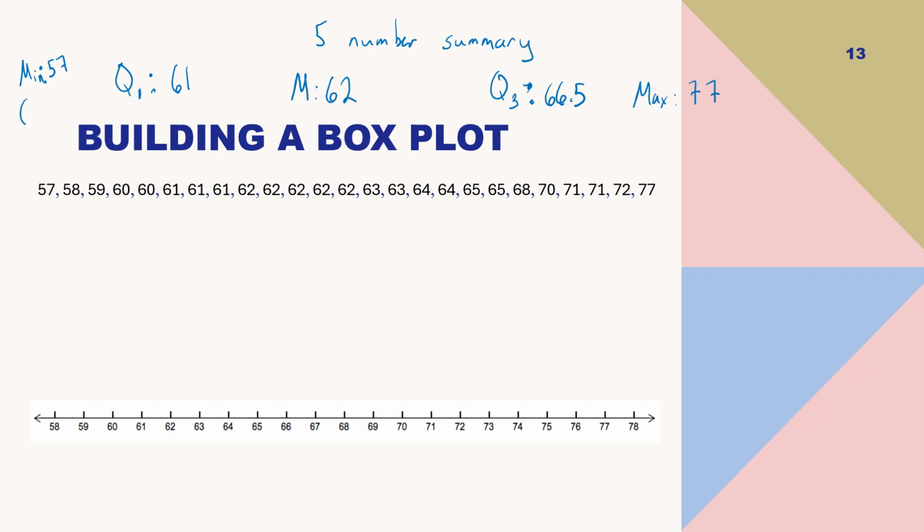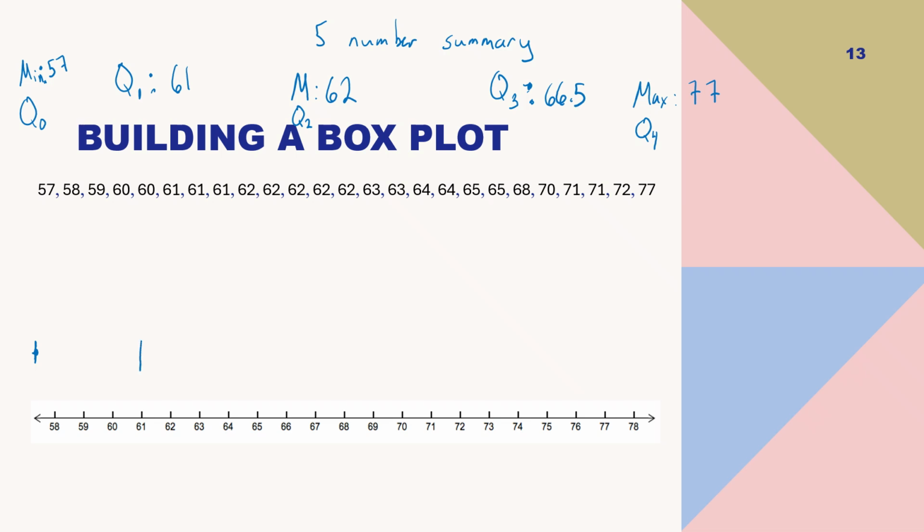The min can be thought of as Q0, the point where no quarters of the data are beneath it. The median is Q2, 2 quarters are beneath it. And the max is Q4, 4 quarters are beneath it. So we will use those to build our box and whisker plot. So Q0 is going to be at 57. Somewhere out here, some put lines here, some just put a dot at the end.